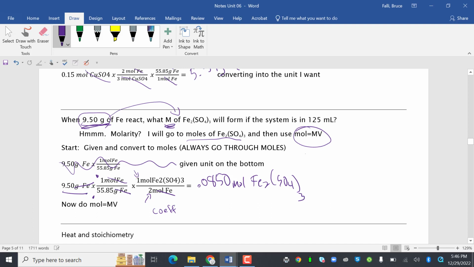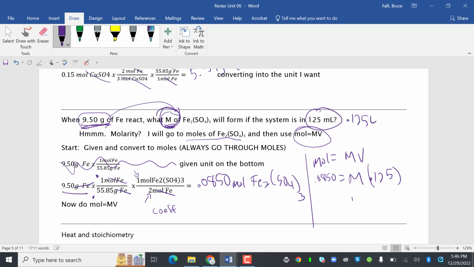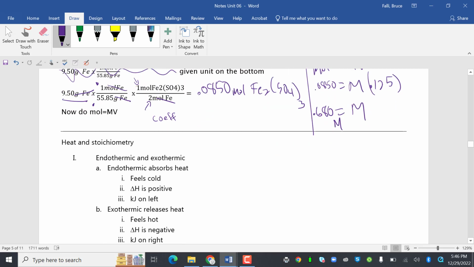Now I've got to do moles equals MV. So I knew it was coming, right? Moles equals MV. My question is molarity. So my moles are 0.0850 equals molarity times, not 125, but 0.125, make it liters. So I do that in math, take the answer I have divided by 0.125, and I get the molarity of 0.680 molar.